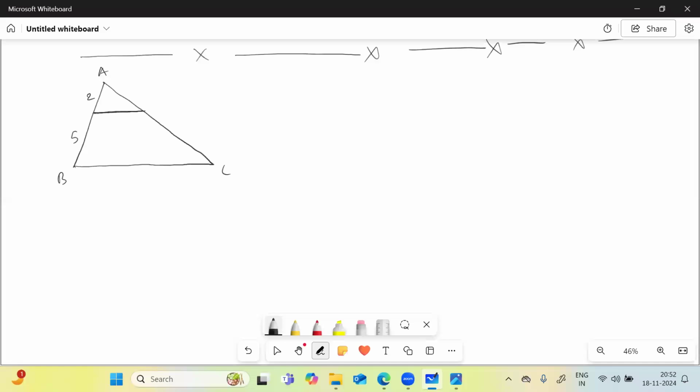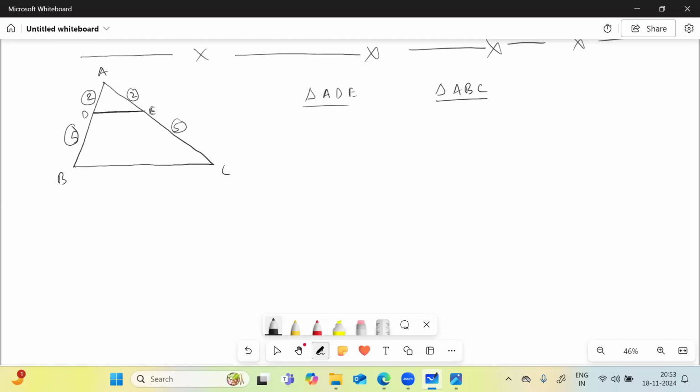2:5. This is the ratio, not the measure. Now, these points will be called D and E. Now you have two triangles, triangle ADE and triangle ABC.